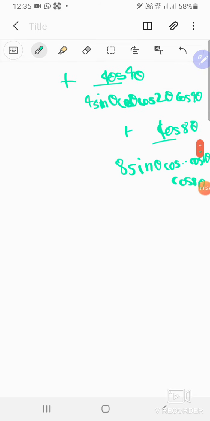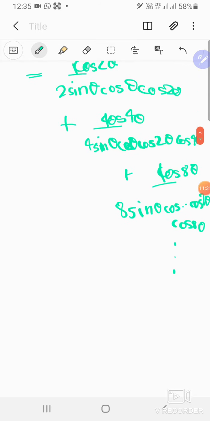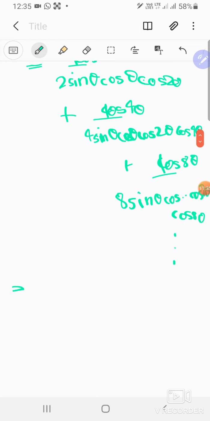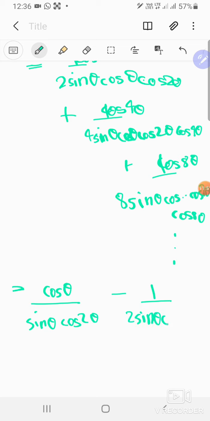Let's see what happens. So over there this thing can be written as 2 cosine square theta minus 1. That is supposed to be, 2 gets cancelled, so you have, let's see, cosine of theta upon sine theta cosine of 2 theta, and then you have minus 1 upon 2 sine theta cos theta cosine of 2 theta. Well, everywhere you will have that minus 1 factor, right?